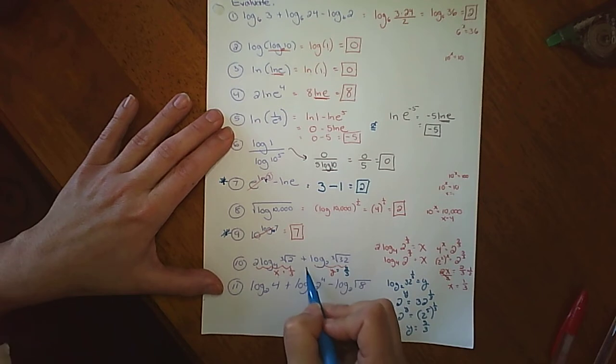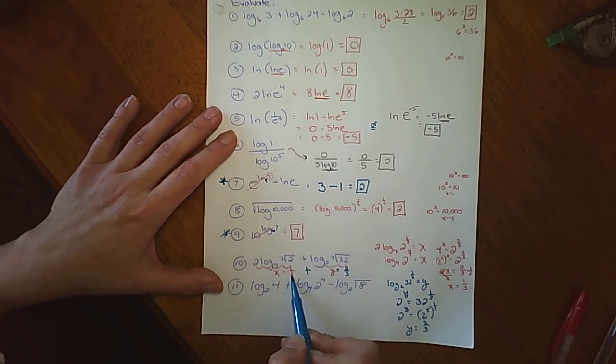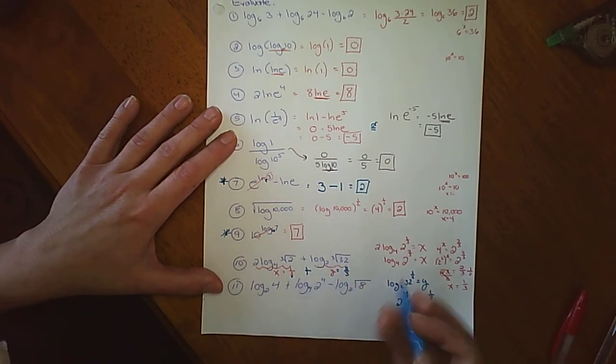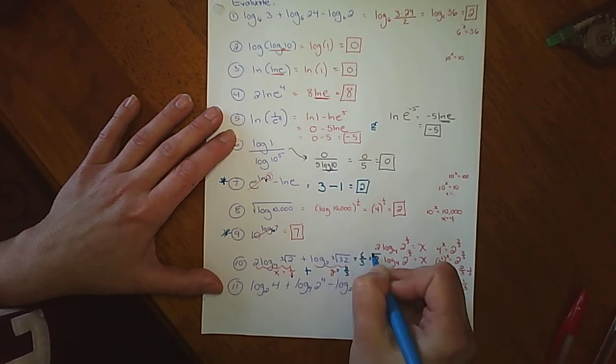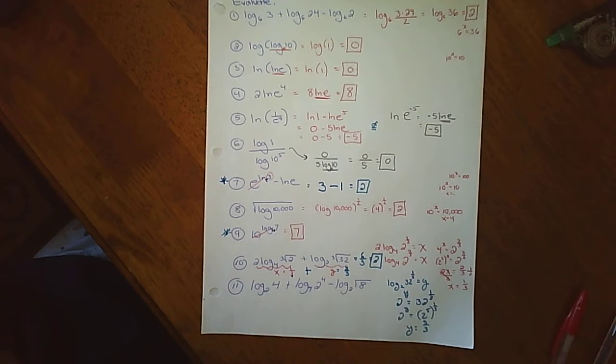So basically, I'm asking you to do 1/3 plus 5/3. That means this becomes 6/3. So the answer to this question for number 10 is 2. Tricky little sucker.